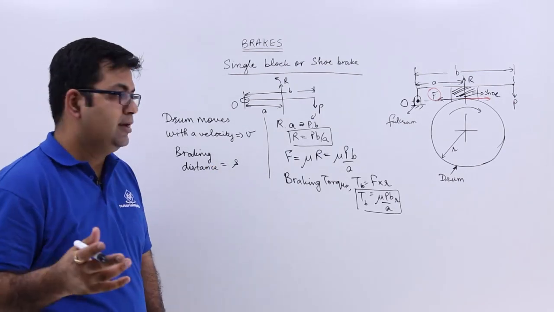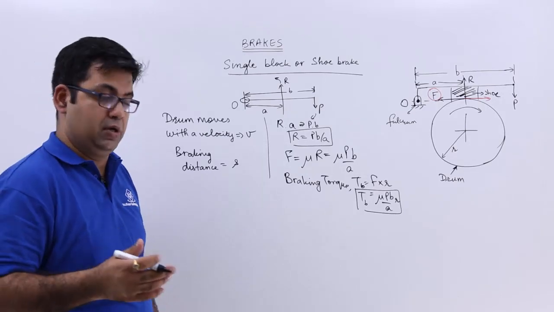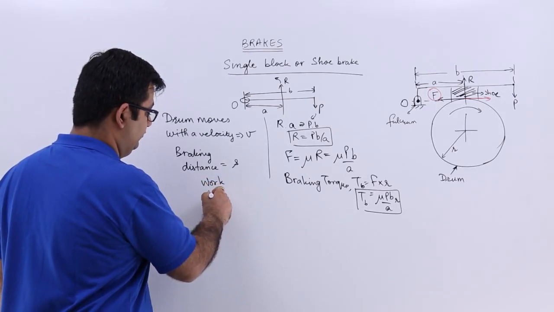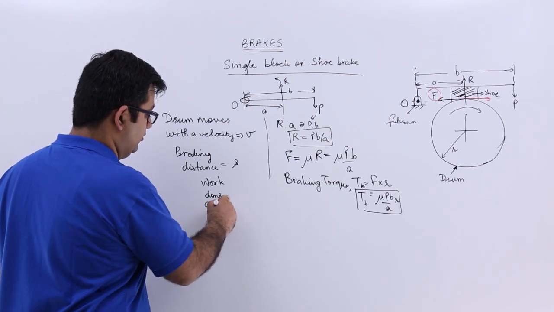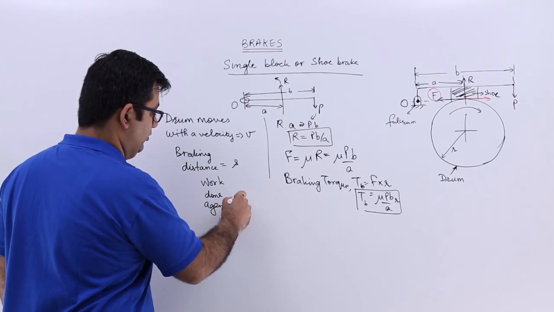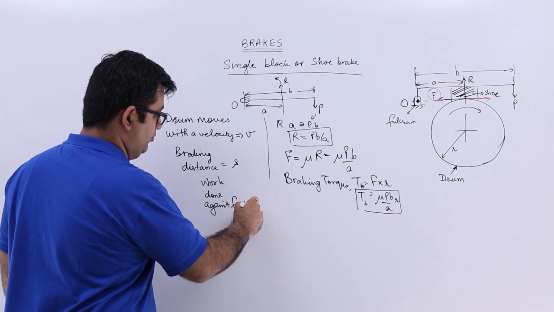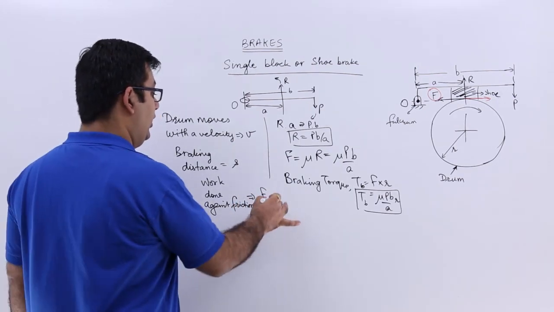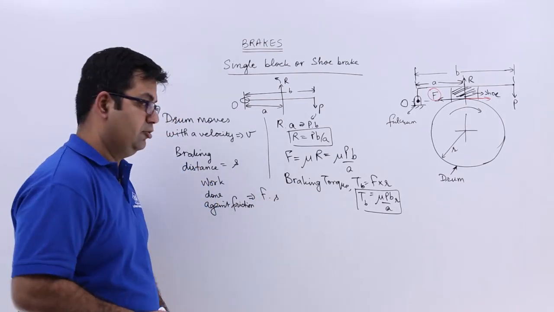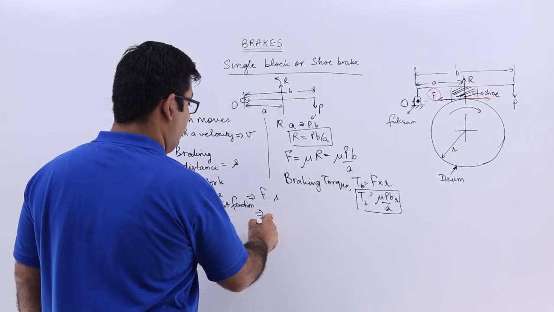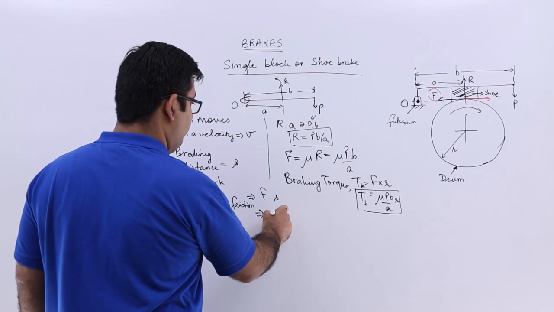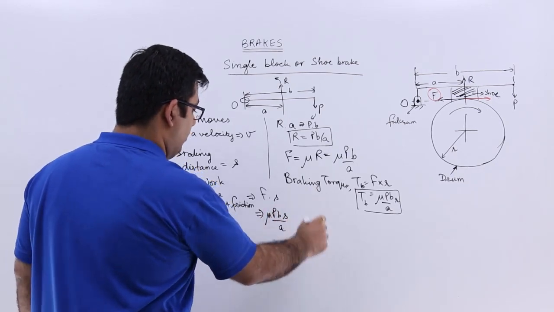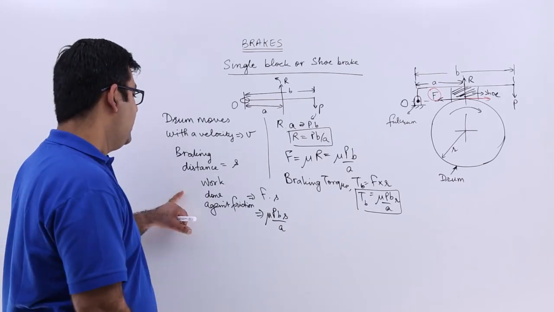So the work done against the friction would be the frictional force into the braking distance. So we'll have mu into P into b into s upon a. That's the work done against friction.